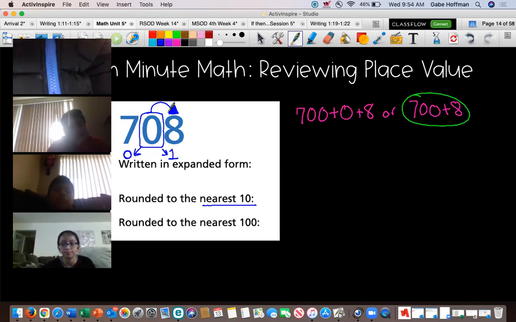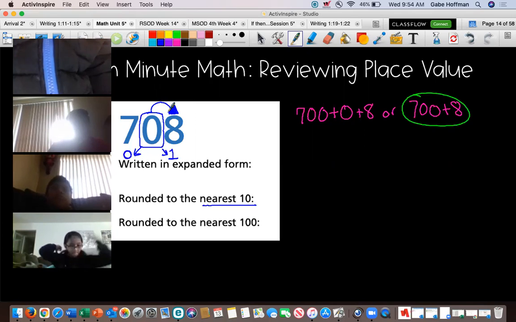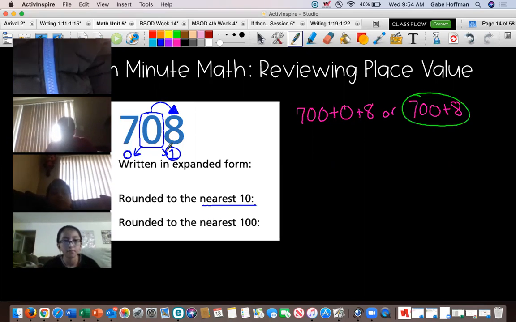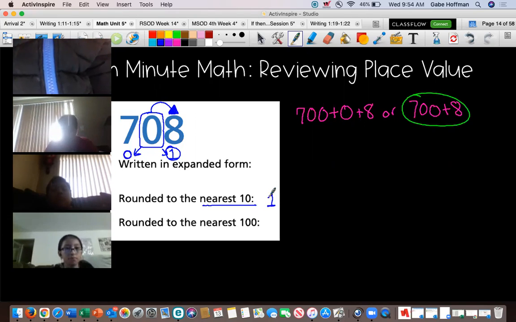Rest. Remember, 4 or less, let it rest. 5 or more, raise the score. So raise the score, right? So we're going to raise the score to 1. We're going to change it to 110. And if you remember, that means that everything after that becomes a 0.